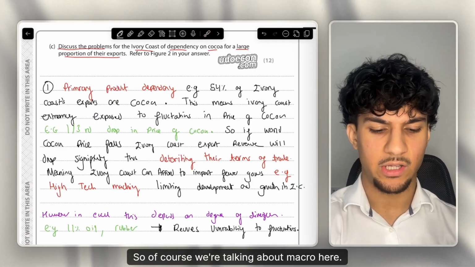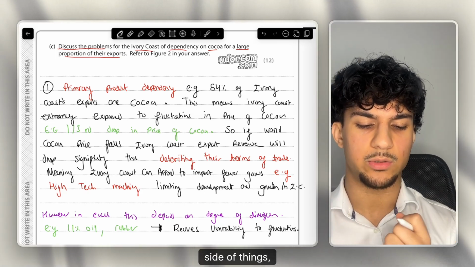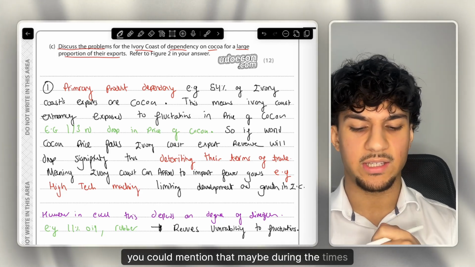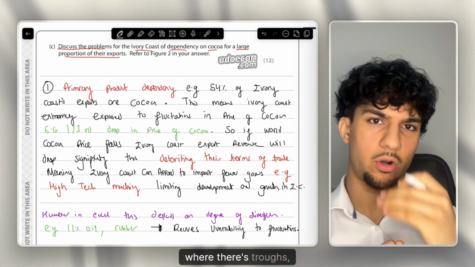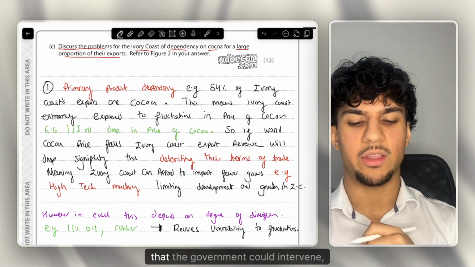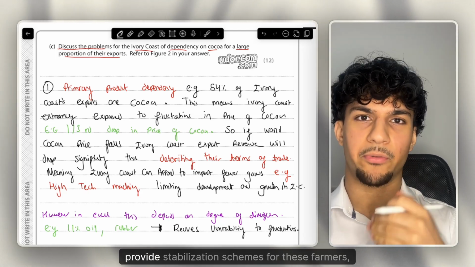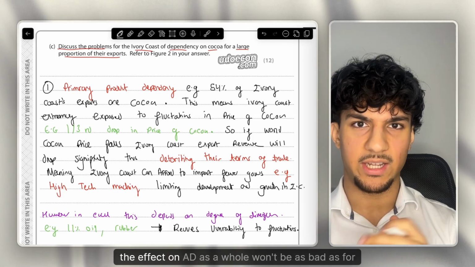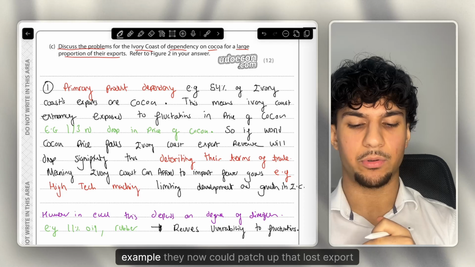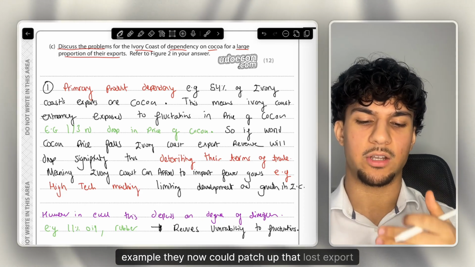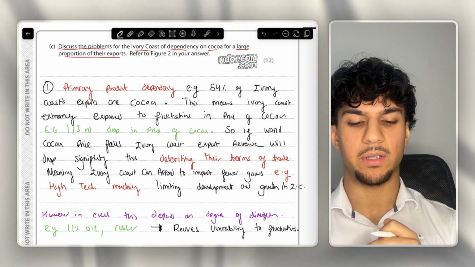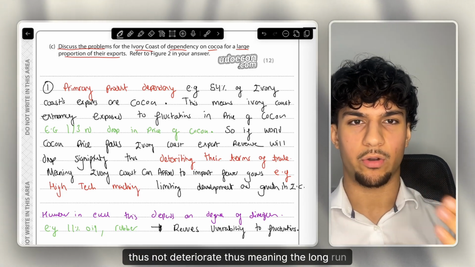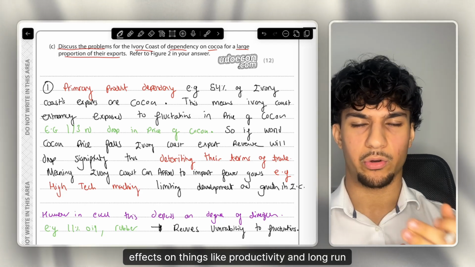So of course we're talking about macro here, but if you think about the side of things which is government subsidies and subsidizing these firms, you could mention that maybe during the times where there's fluctuations, where there's troughs, where there's drops in the price of cocoa, the government could intervene, they could subsidize these firms, provide stabilization schemes for these farmers. Thus the effect on the overall economy, the effect on AD as a whole, won't be as bad, as they now could patch up that lost export revenue with some government funding, meaning that they can still afford to import the same amount of goods, thus meaning the long-run effects on things like productivity and long-run growth will not be felt.